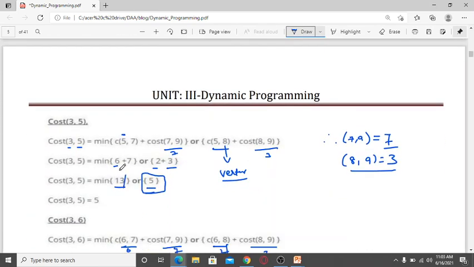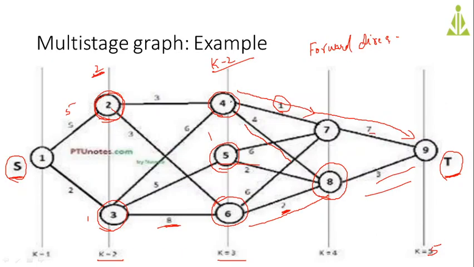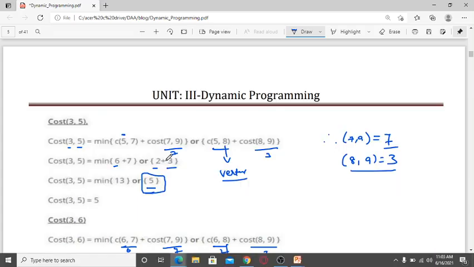The same thing here. 3 comma 5. What is this 3 comma 5? The stage 3, vertex 5. Okay, k minus 2 is the 3rd stage. Third stage, vertex 5. So from 5 to 7 is one edge and 5 to 8 is one edge.